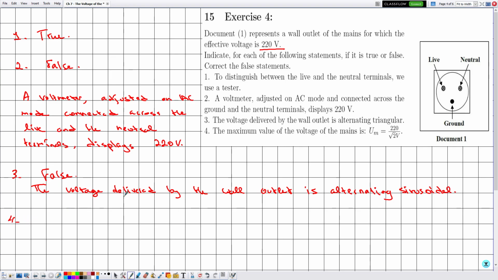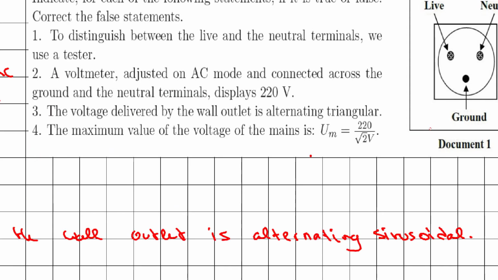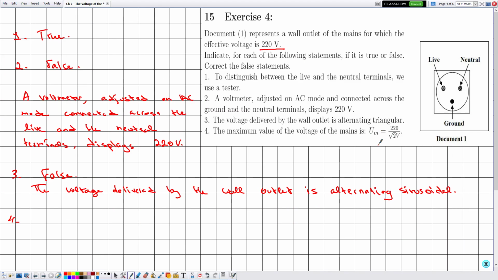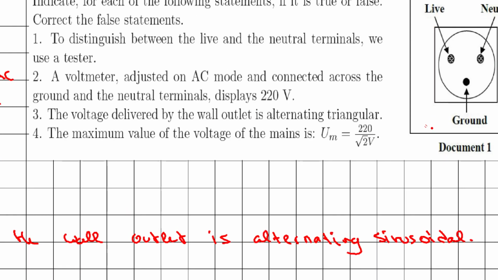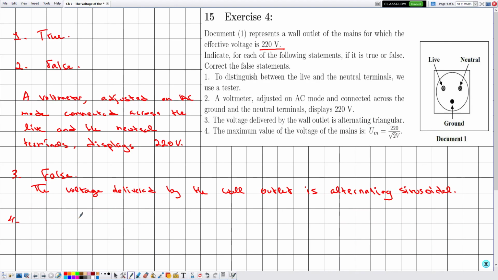Now in number 4, the maximum voltage of the mains is given by U maximum is 220 over square root 2. So here there is a typo, this volts must be upward. So knowing the effective voltage, we are interested in determining the maximum voltage. So here we can first start by the justification, which is the calculation.